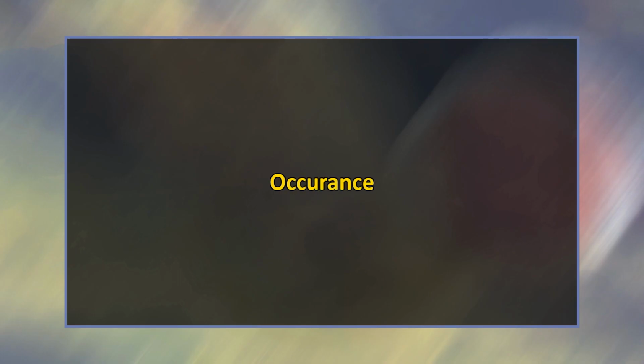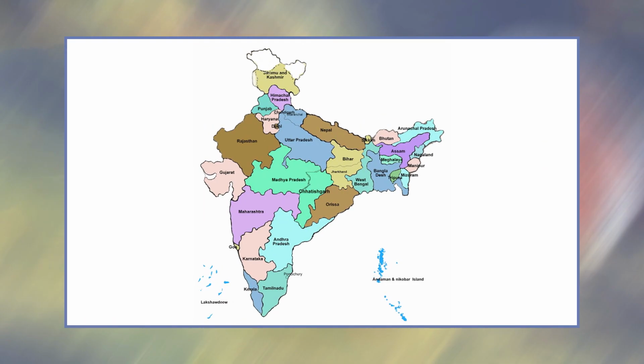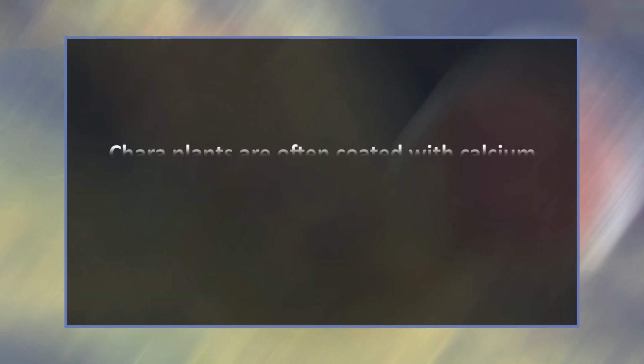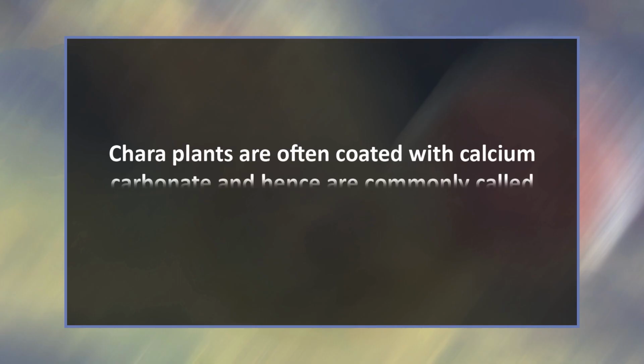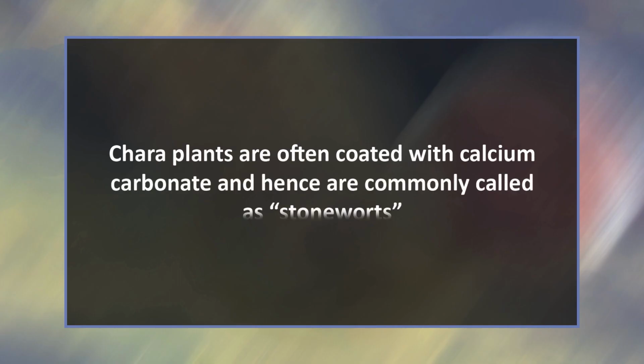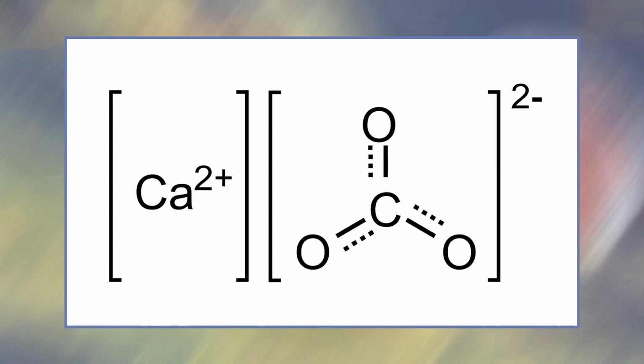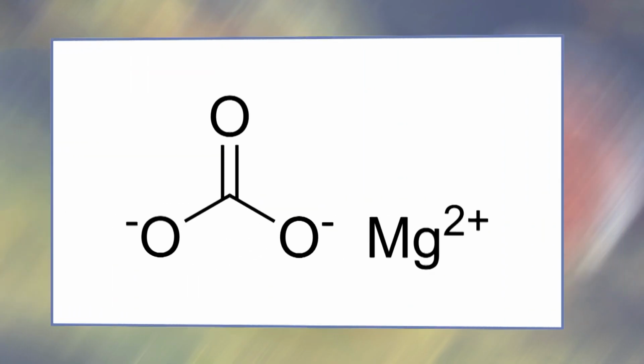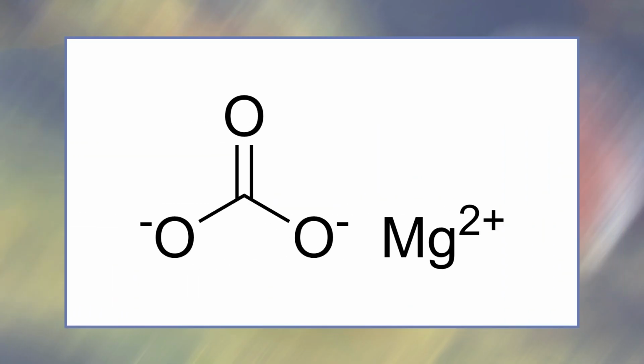Now let's see occurrence of Chara. Chara is represented by about 188 species, out of which 30 species are found in India. Chara plants are often coated with calcium carbonate and hence are commonly called stoneworts. The plant body of Chara is encrusted with calcium and magnesium carbonate, especially on the plants growing in hard water.